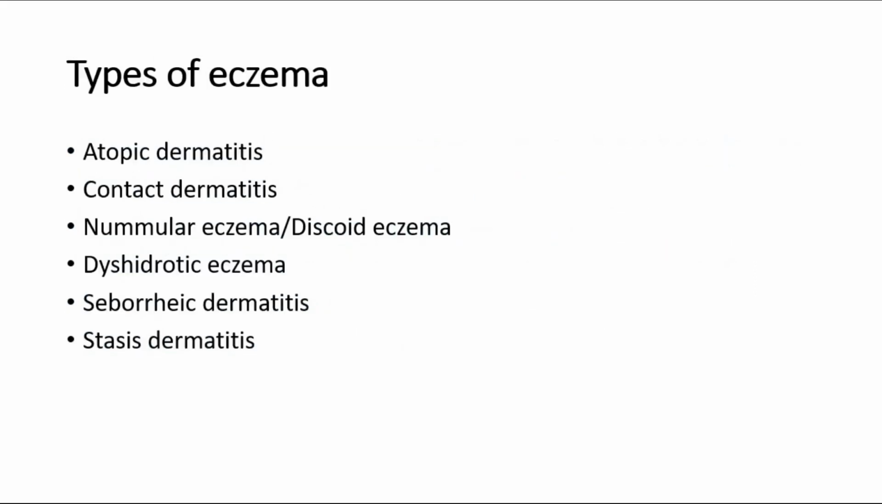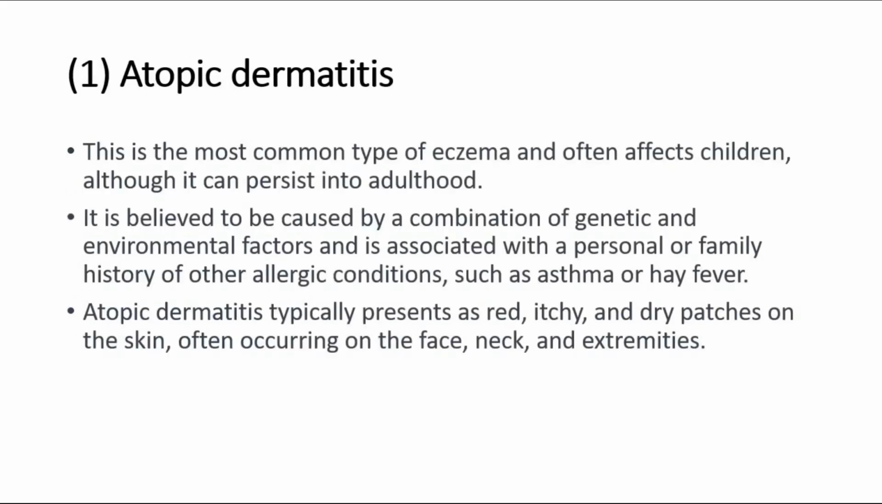There are many types of eczema, which are atopic dermatitis, contact dermatitis, nummular eczema or discoid eczema, dyshidrotic eczema, seborrheic dermatitis, and stasis dermatitis. First, atopic dermatitis. This is the most common type of eczema, and often affects children, although it can persist into adulthood. It is believed to be caused by a combination of genetic and environmental factors, and is associated with a personal or family history of other allergic conditions, such as asthma or hay fever.